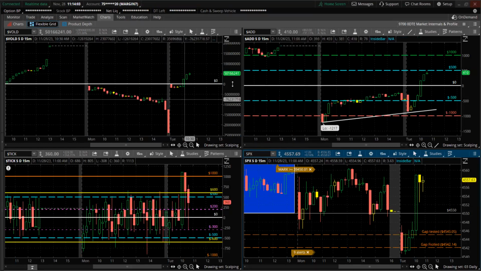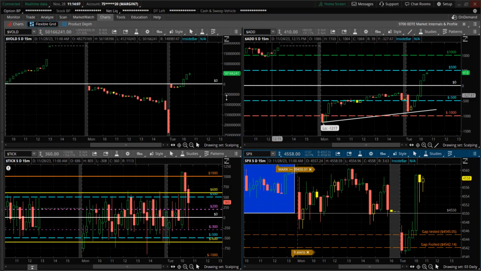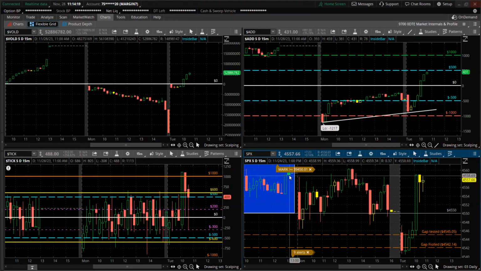So each grid, there's 4 grids here, is a 15-minute time frame. The top left, $VOLD. Top right, $ADD. The bottom left, $TICK. And the bottom right, the SPX 500 cash index. Cash index, you could only trade options on the SPX cash index.